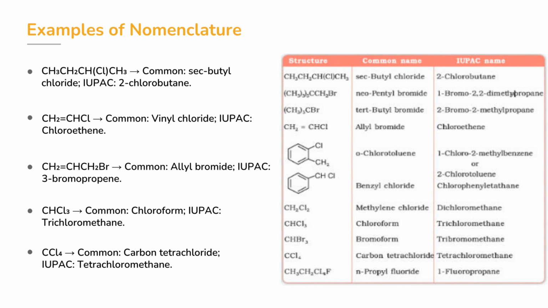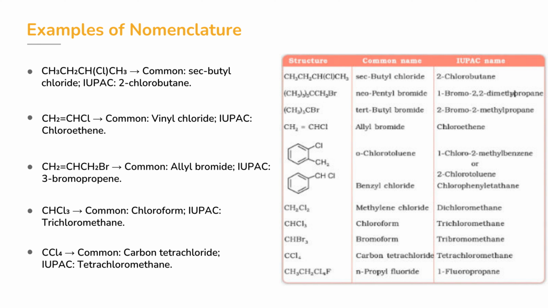Let's look at some important examples you'll find in the textbook. Take CH3CH2CHClCH3. Its common name is sec-butyl chloride, but in IUPAC it is called 2-chlorobutane. Now look at vinyl chloride, written as CH2=CHCl. Its IUPAC name is chloroethene.